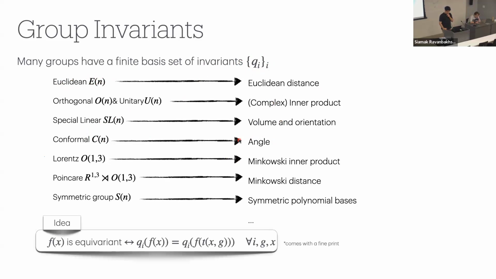So the idea was that to create an equivariant network, we could ensure that these invariant bases remain invariant. The value of these Q_i functions, for example the Euclidean distance, remains invariant as we transform the input.